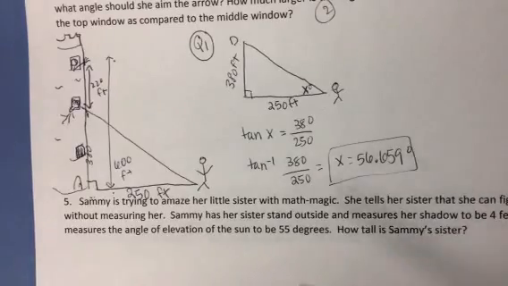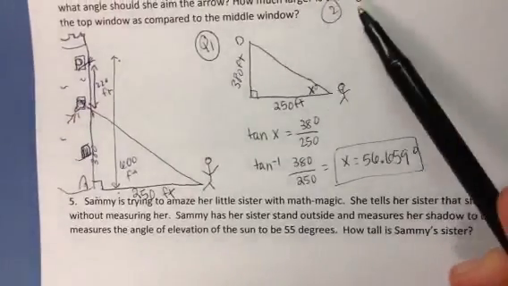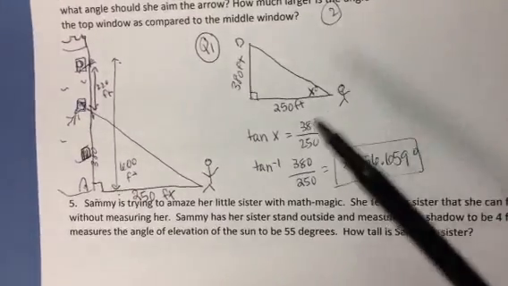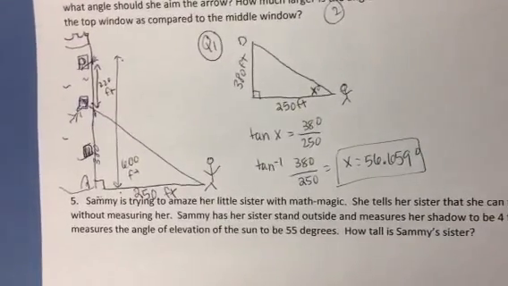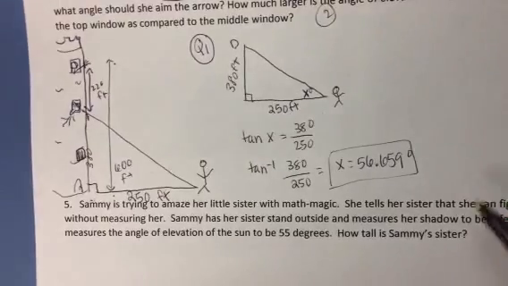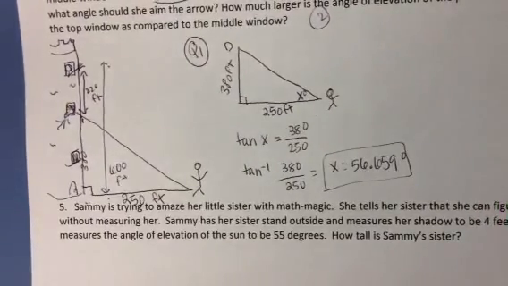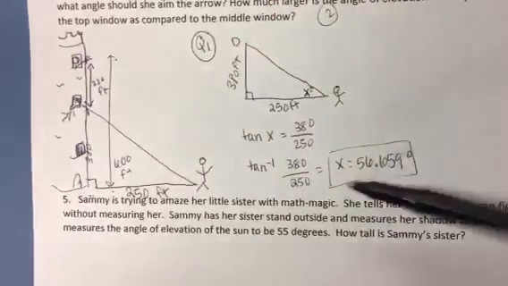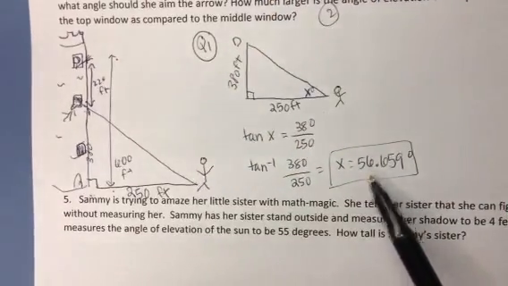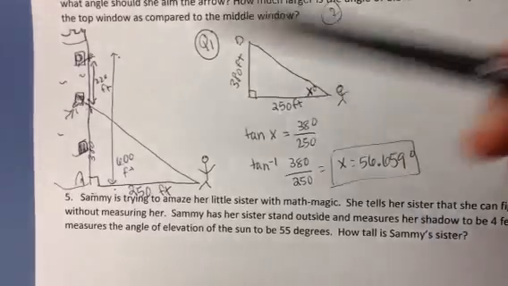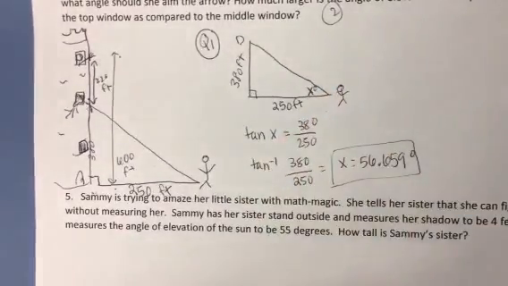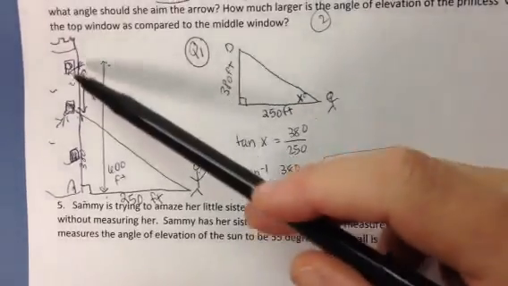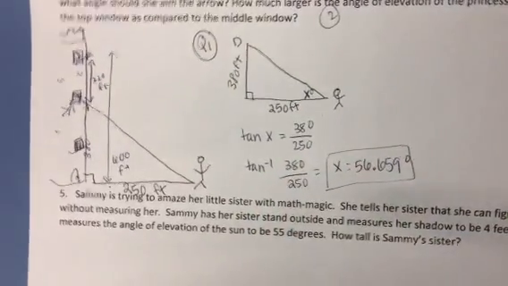All right, the next question is this. How much larger is the angle of elevation of the princess's view when looking at the top window as compared to the middle window? That's kind of a tough question. We already have part of the information from question 1. So if you think about it, when she looks up at the dragon, she's looking up at him at an angle of about 56.659 degrees. When she looks up at the prince, she's going to be looking higher up. So her angle of elevation is greater. What it's asking us is what's the difference between those two angles?